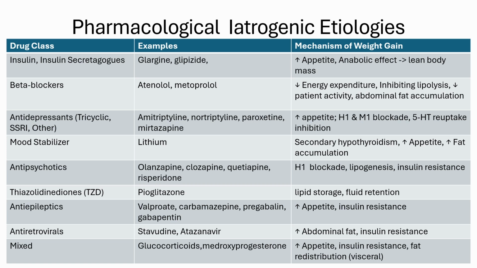Glucocorticoids increase appetite and dietary preference for high-fat foods through changes in the hypothalamus. They increase abdominal fat, which leads to insulin resistance. They also increase lipid synthesis and fat storage when used chronically. Finally, medroxyprogesterone causes increases in fat mass, especially abdominal fat, and can increase appetite.